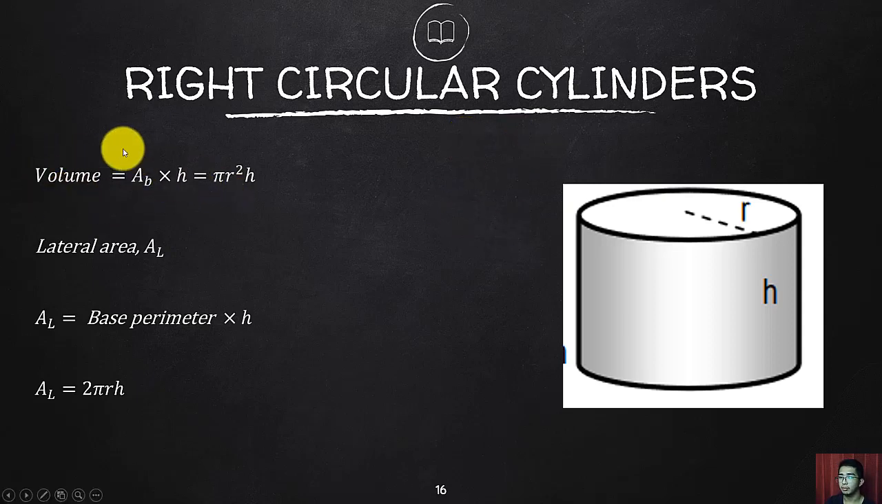The volume of cylinders is also very similar to the volume of prisms: the area of the base multiplied by the height. But this time your bases are not polygons, but sometimes circular and elliptical. Its lateral area is of course the base perimeter times height. That's your cylinder. Where do you usually see cylinders? You see cylinders in water tanks, right? Canned goods, correct?